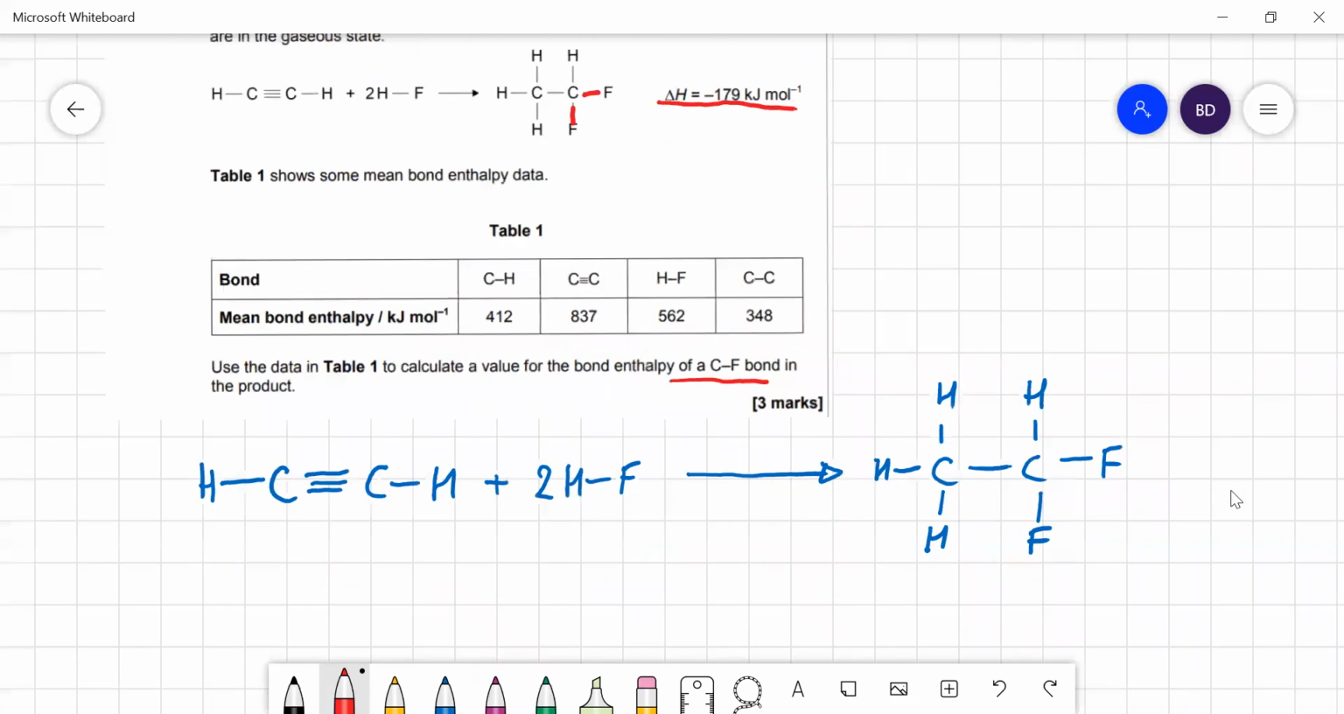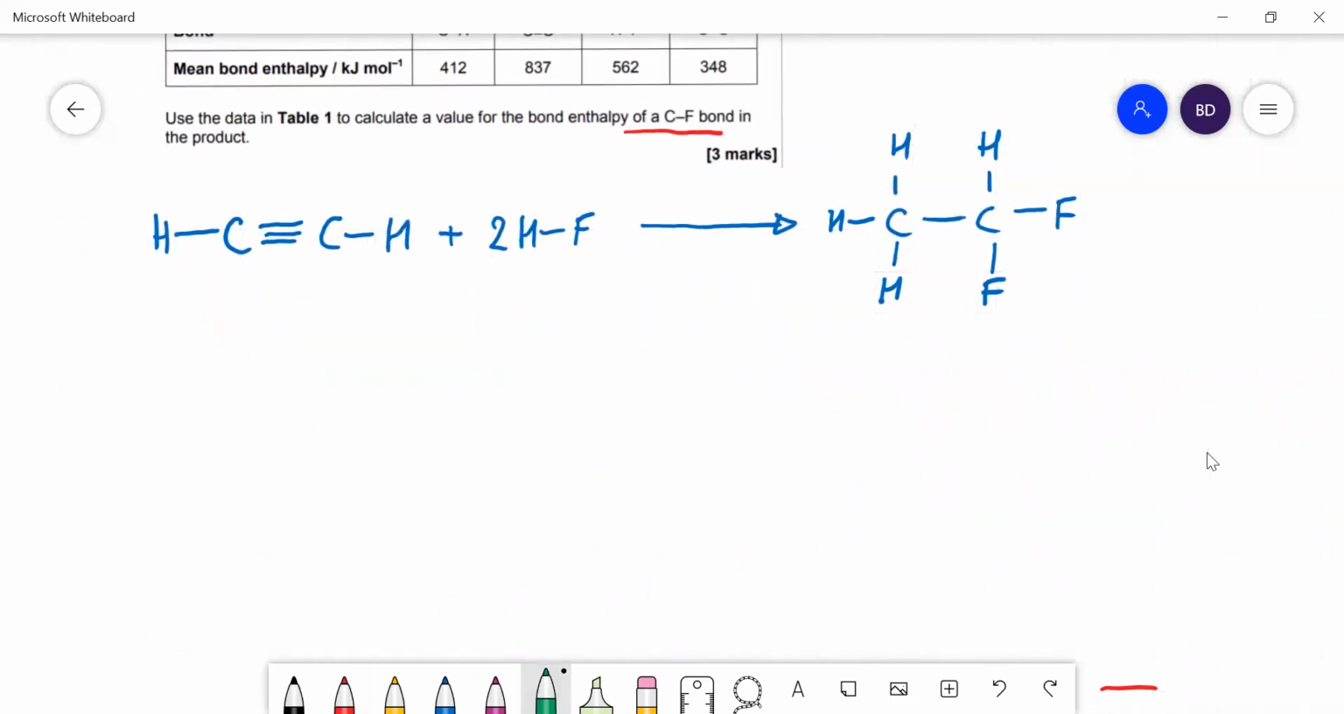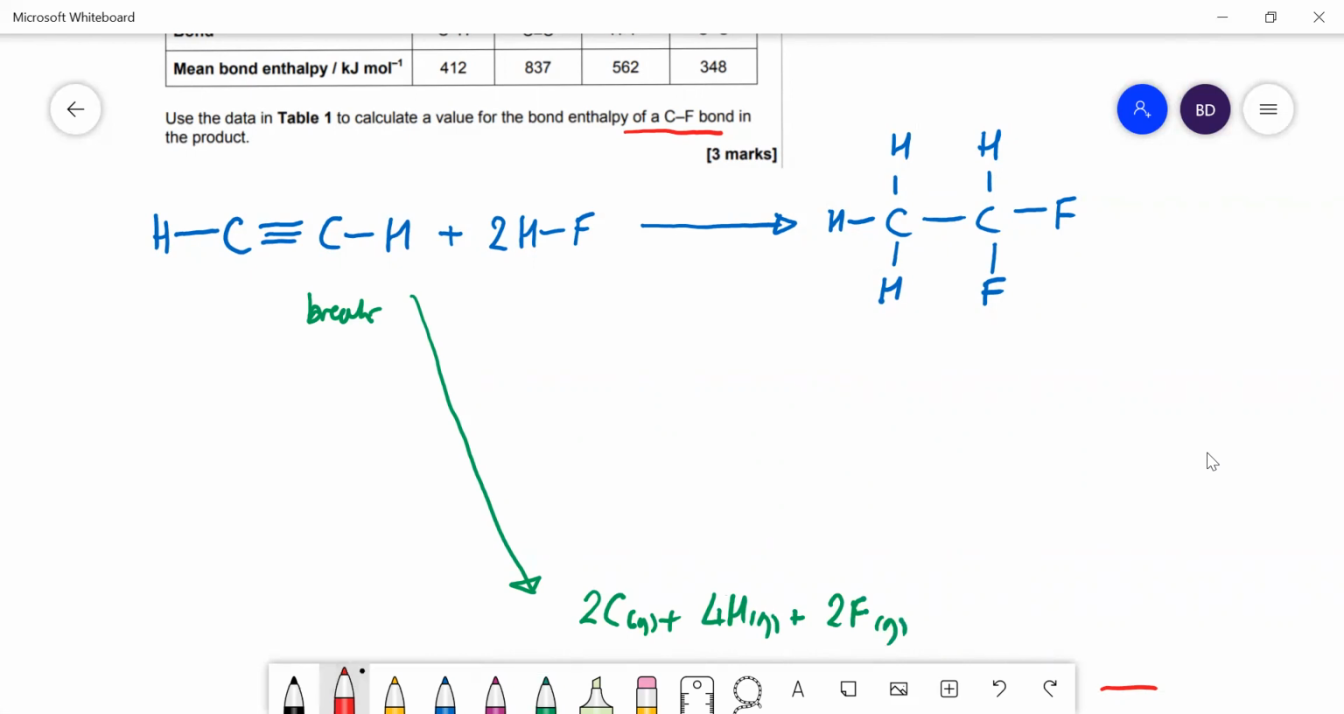Okay, so the way I like to do these is I've written the equation down there. First of all, we're going to break every bond here to form the gaseous atoms. So we're going to have 2 carbon gaseous atoms. We're going to have 2 hydrogen gaseous atoms. That's not H2 molecules, obviously, it's separate atoms. And sorry, we're going to have 4 hydrogens there, aren't we? Not 2. And we're going to have 2 fluorine gaseous atoms, again, not F2. All right. And then we're going to build them all back up together again in that direction. That's making bonds.